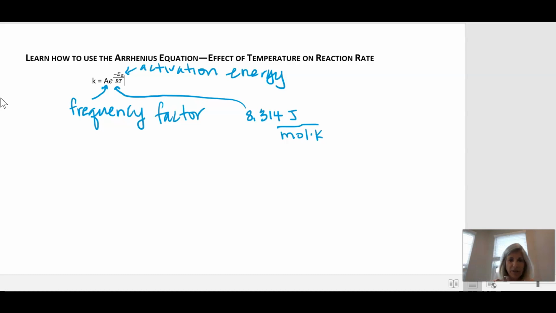And what do you think T stands for? Yes, temperature. And since the units of R are joule per mole K, then temperature must be expressed in, what do you think? Correct, Kelvin.